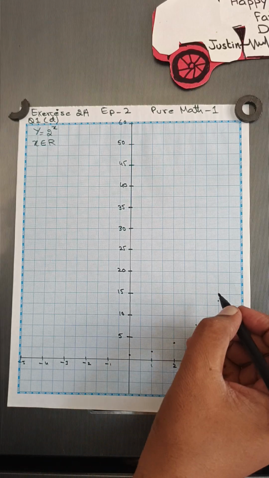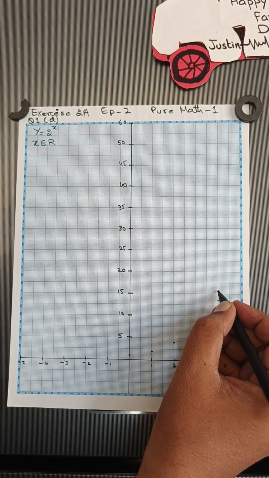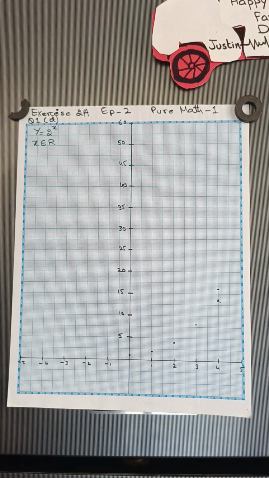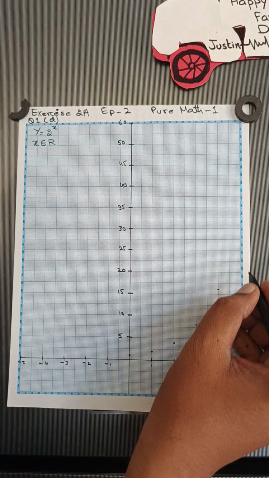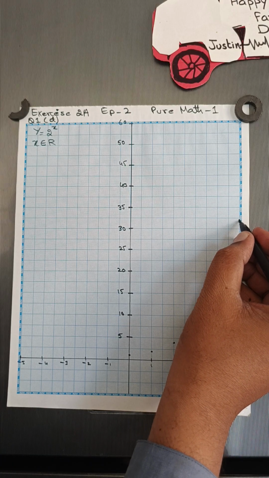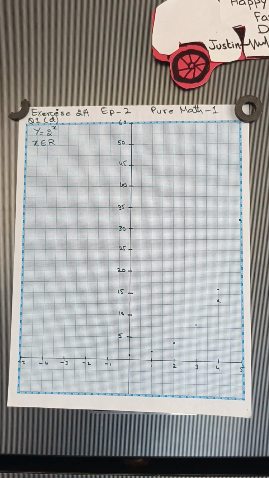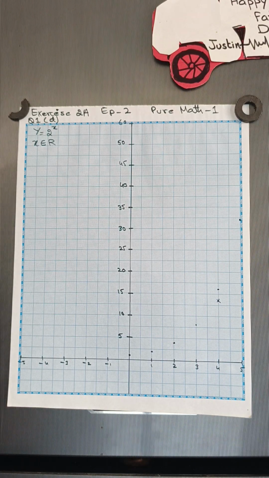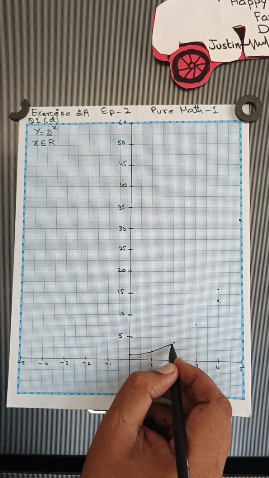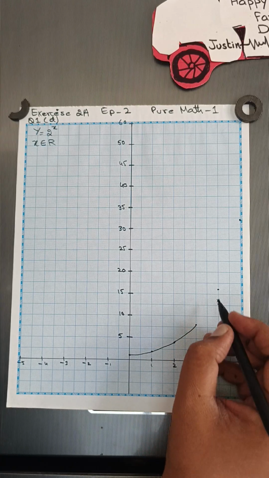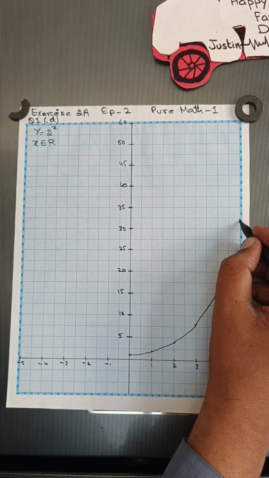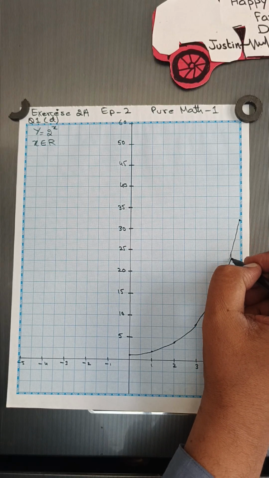16 is here. This is not the point. At 5 it is 32, and 32 is here. Now I will try to plot them, and join them with a smooth curve. So this is basically the graph.